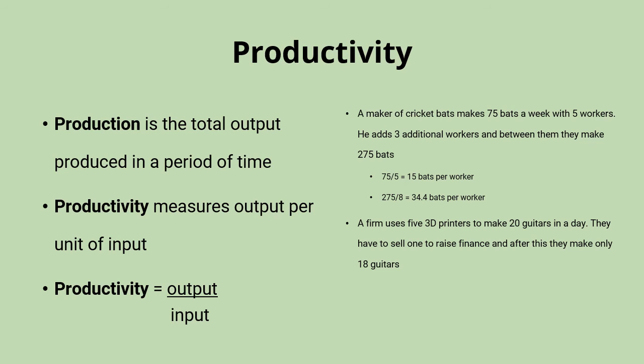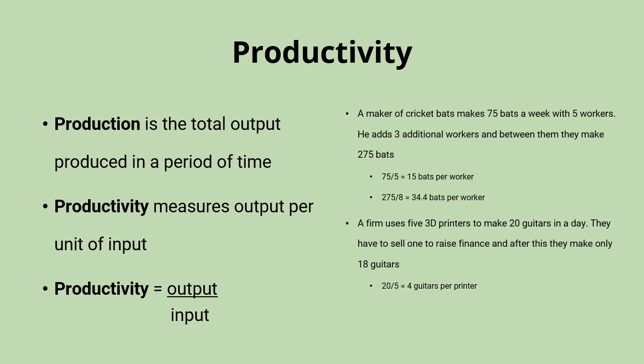So imagine you've got a firm that's using 5 3D printers and they're making guitars with those 3D printers, and so they can make 20 guitars in a day with those 5 3D printers. They then have to sell one to raise finance, and after this they can only make 18 guitars. So before and after then, you can see their production clearly has gone down. It's gone down from 20 guitars to 18 guitars.